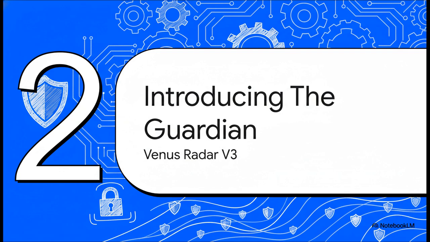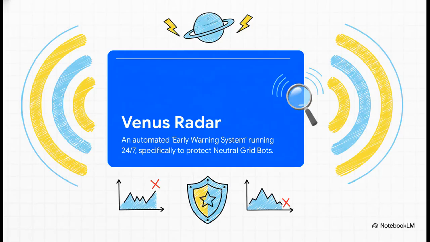It's not just another squiggly line on your chart. It was built from the ground up to act as a guardian, specifically to prevent that nightmare scenario. So, the best way to think about Venus Radar is as your own automated early warning system. It's watching the market for you 24/7 with one single job, to sound the alarm before a bad breakout can hurt your bots. It's a protector, plain and simple.